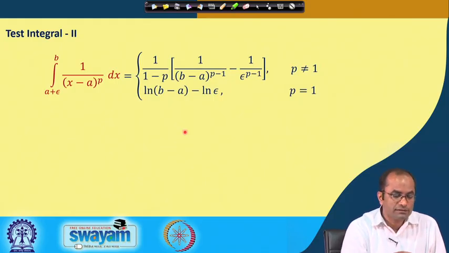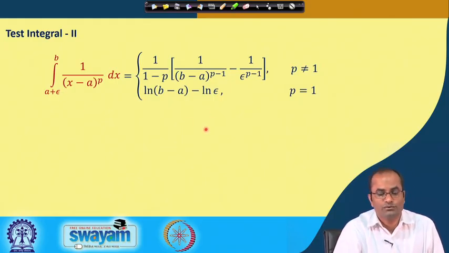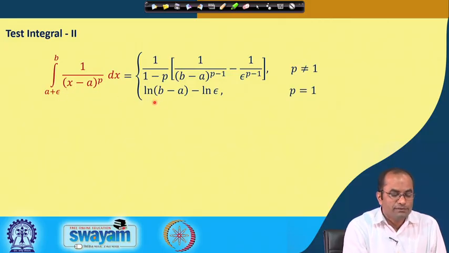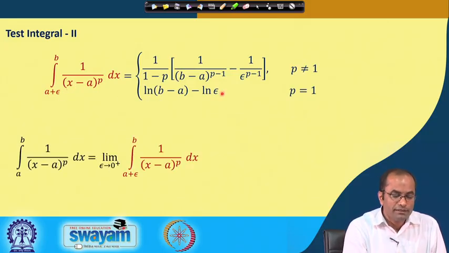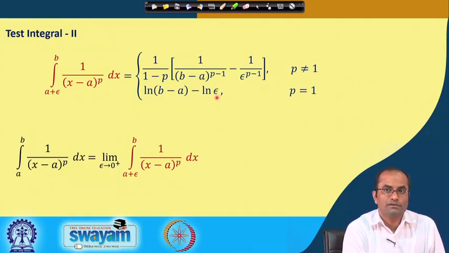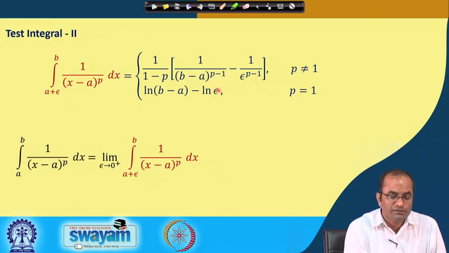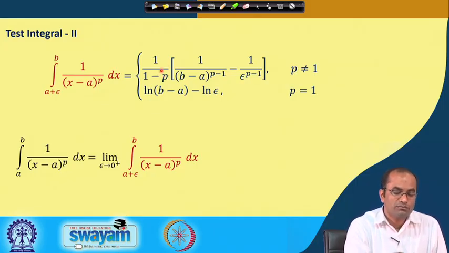Now, we will again discuss what will happen when epsilon goes to 0. It is clear that when epsilon goes to 0, you have minus ln epsilon, and epsilon is going to 0, so this will become infinity. So, for p equal to 1, again this integral is not converging. And here we have the situation when epsilon goes to 0 and p is greater than 1, then this will become infinity.